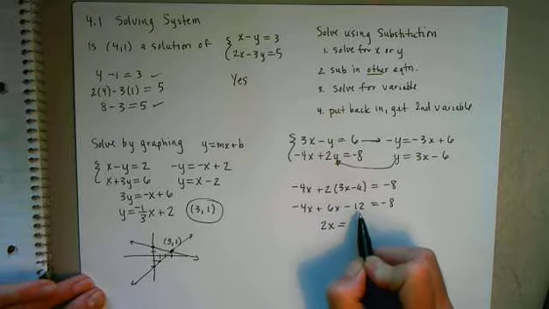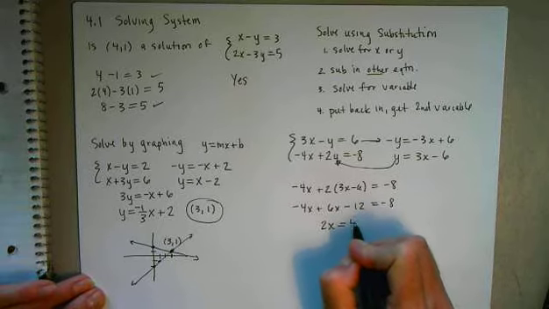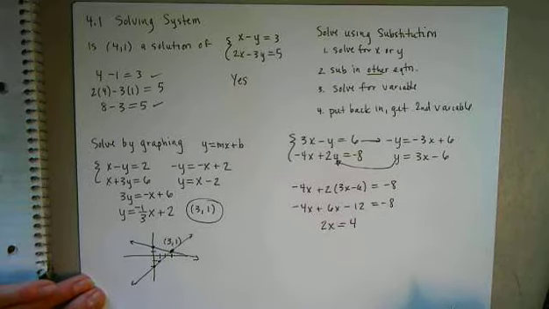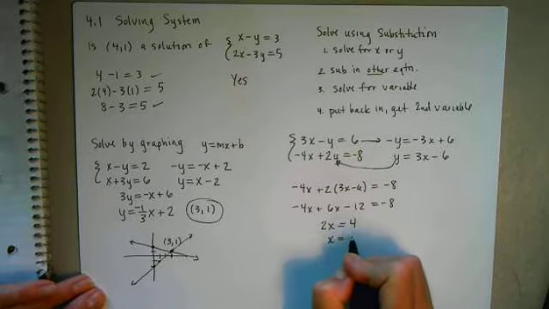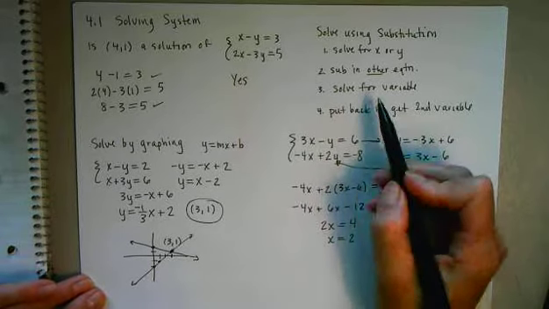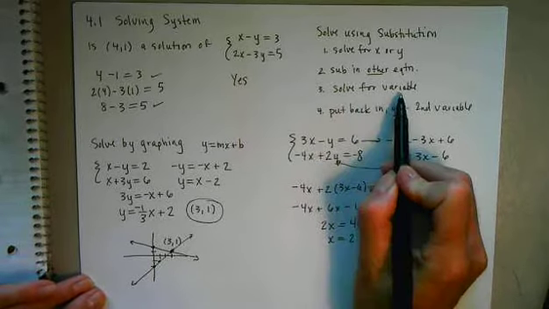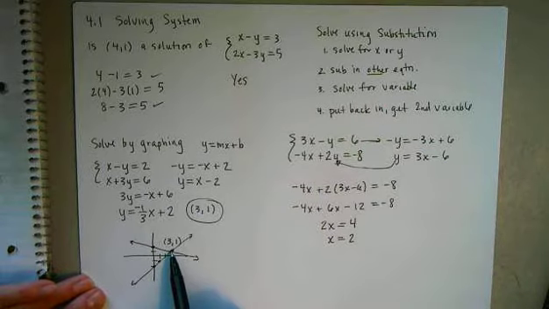And then in that same step, let's go ahead and add 12 to both sides. So I will have 4 on the right. Then I have to divide both sides by 2. So I get x equals 2. Now, that was step number 3. We just solve for the variable. But we're not done until we have a coordinate pair. We need a point where they intersect.